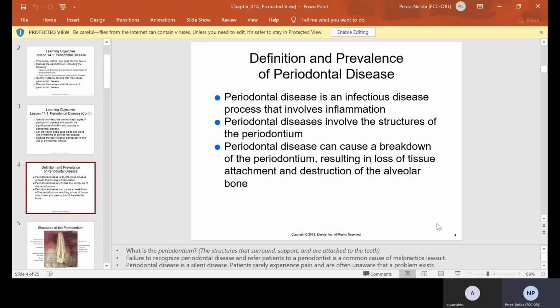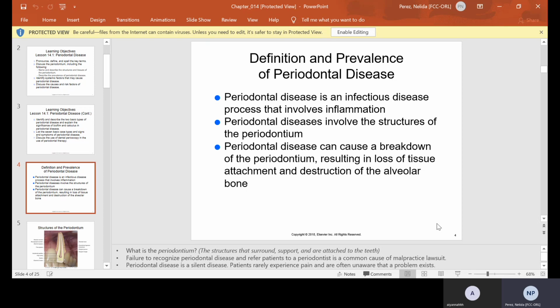Periodontal disease is an infectious disease process that involves inflammation. Periodontal diseases involve the structures of the periodontium, and periodontal disease can also cause a breakdown of the periodontium, resulting in a loss of tissue attachment and destruction of the alveolar bone. What is the periodontium? It's the structure that surrounds, supports, and is attached to the teeth.